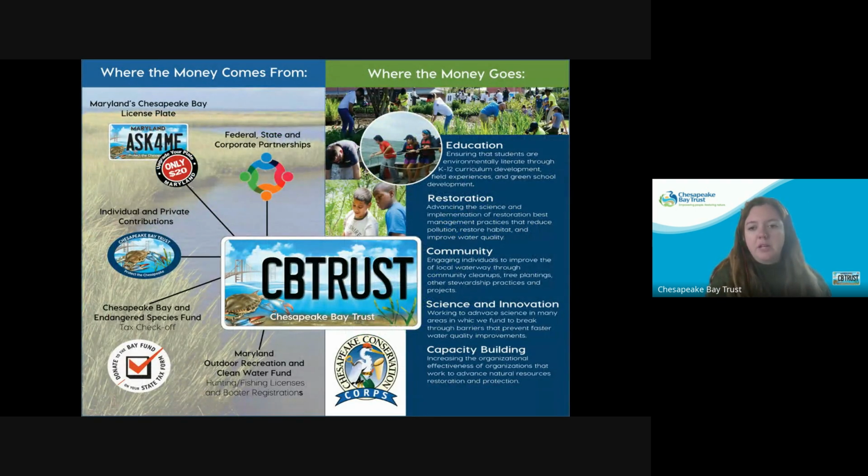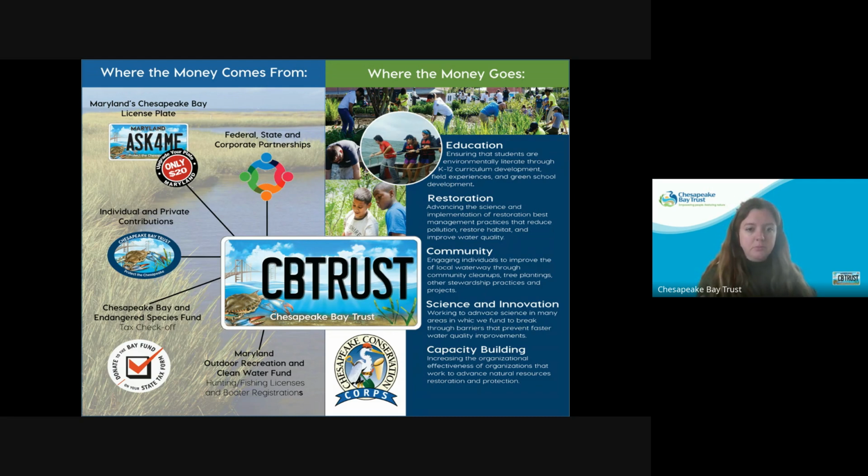We receive funding from a variety of different sources. So this is a quick overview. One of the primary sources of our unrestricted funds is from Maryland's Chesapeake Bay license plate. There's also tax checkoff and hunting, fishing, and licenses and voter registrations that direct some funding to the trust for projects in Maryland. But in addition to that, we receive a variety of individual and private contributions, as well as partnerships and grants from state, federal, and corporate agencies.